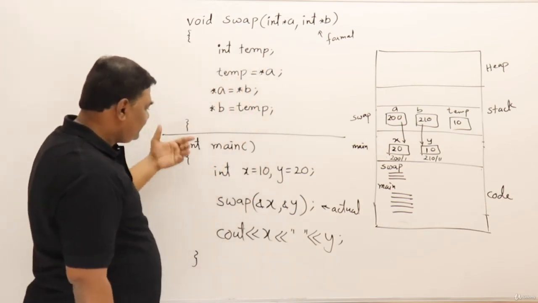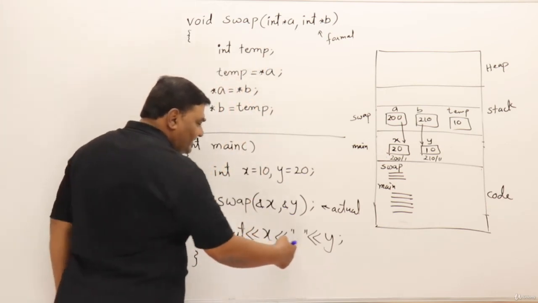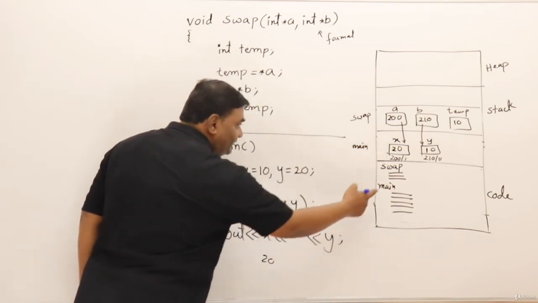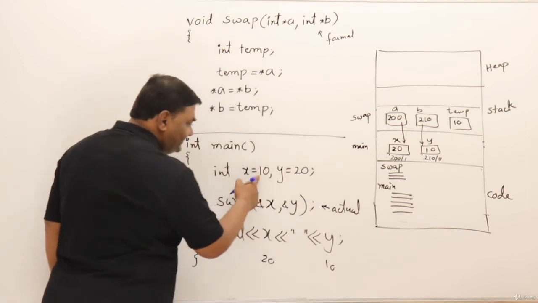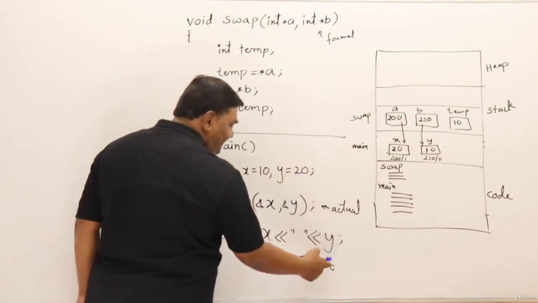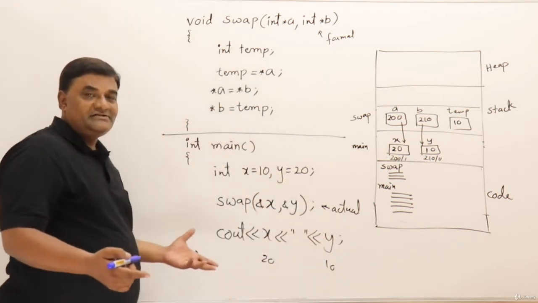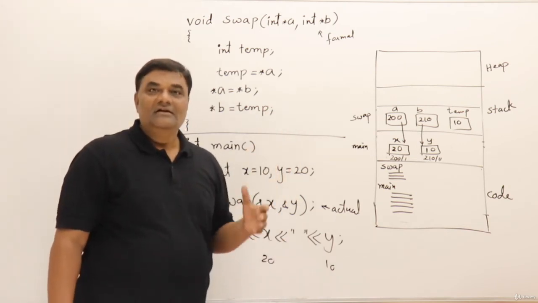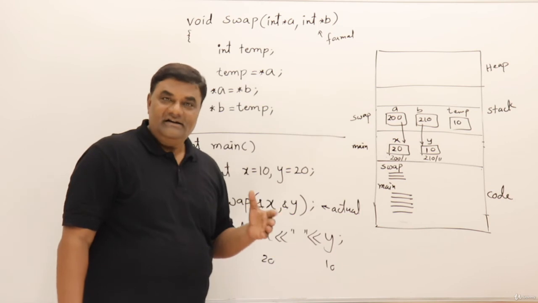Now end of this function, come back, see out x, y. So what's the value in x? 20. And what's the value in y? 10. Yes, they are changed. From 10 it became 20, from 20 it became 10. So their values has changed. Who has changed these values? Swap function. So that's it. This is called by address.